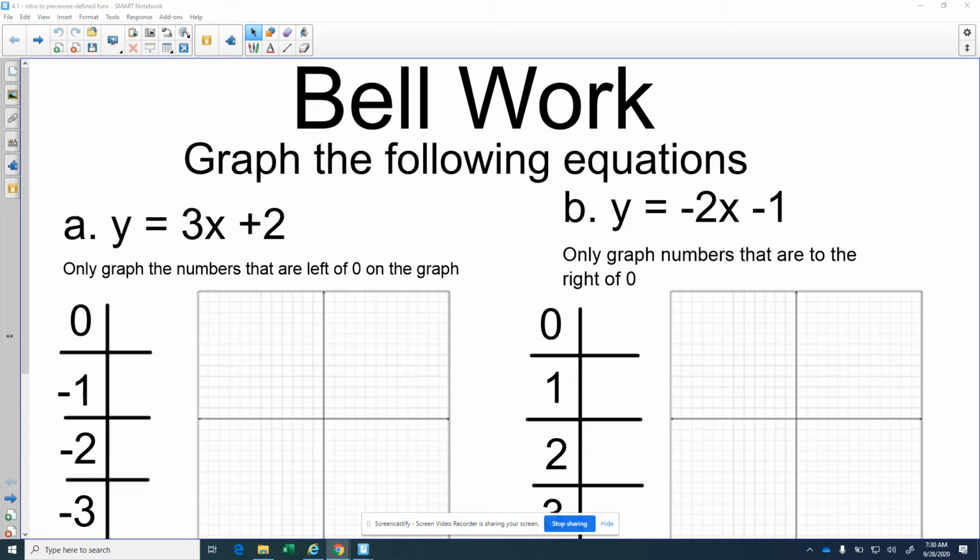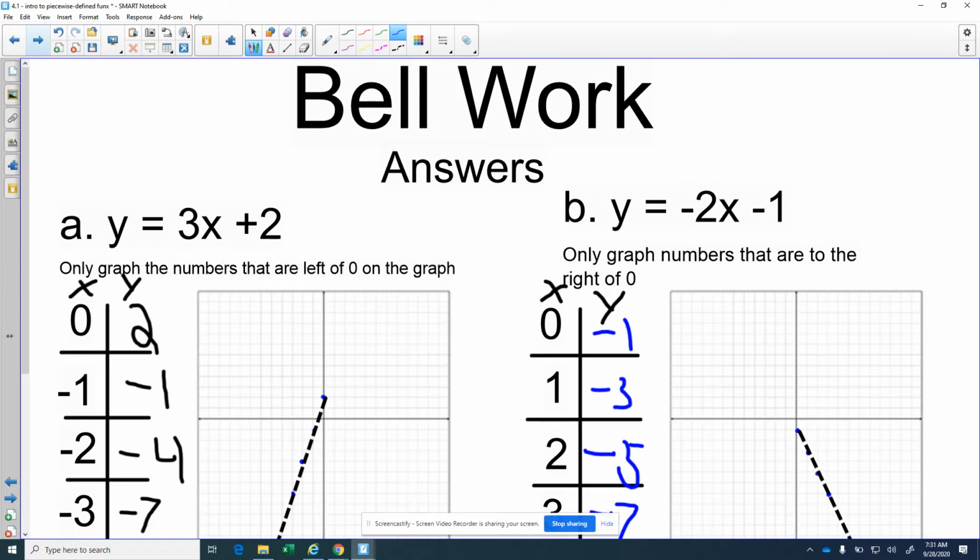For example, over here on the left-hand side, we have the values from 0 to -3 because we want to graph only the numbers on the left of the graph. On the other side, this right-hand side, we ask you to graph only the numbers that are on the right of it. And when we do this, it restricts how the line looks. If I show the answers here, you'll notice each line has its own restriction based on those numbers.